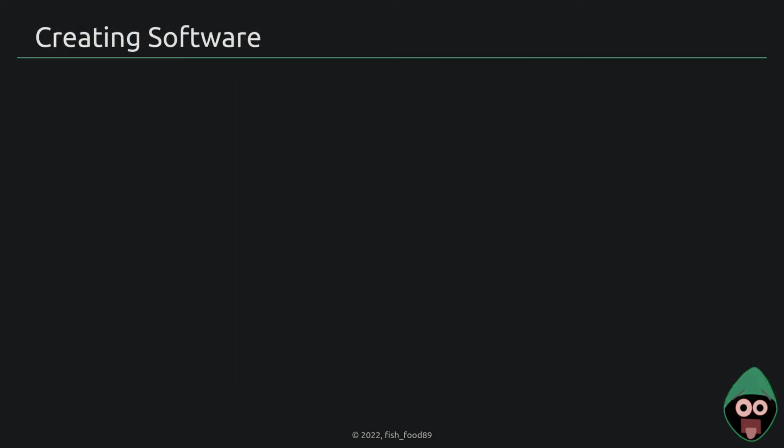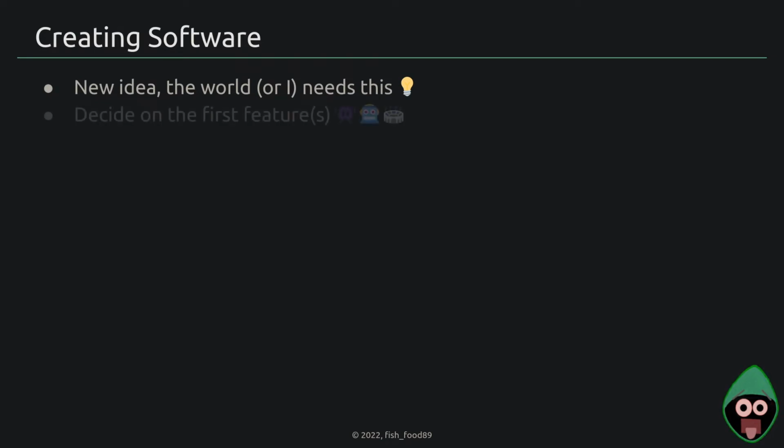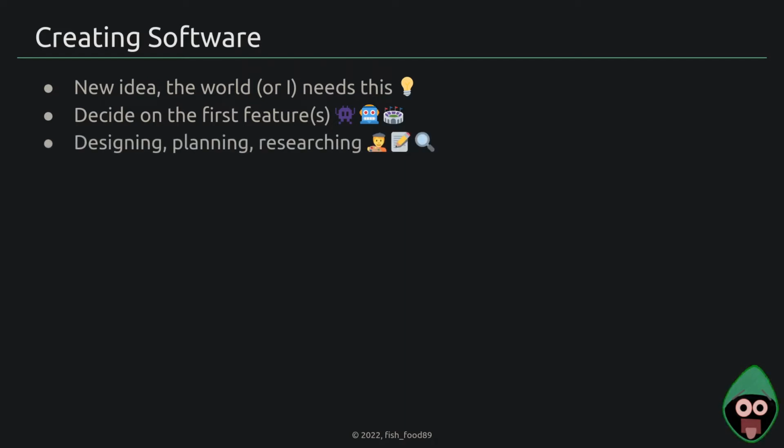Creating software. This always starts off with some sort of initial ideas of what the software will solve. And from there, it is a short way to figuring out the first core feature or set of features the software will have. With the core features more or less decided upon, we then move to the next phase, which is designing, planning, and researching. Now this phase covers several other distinct phases, which I'll go through next.